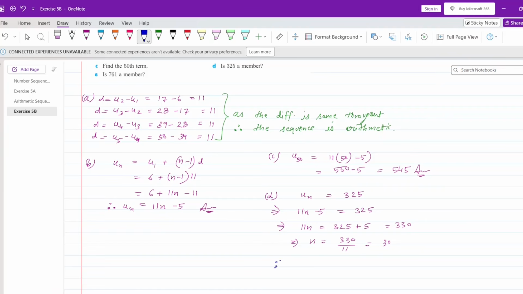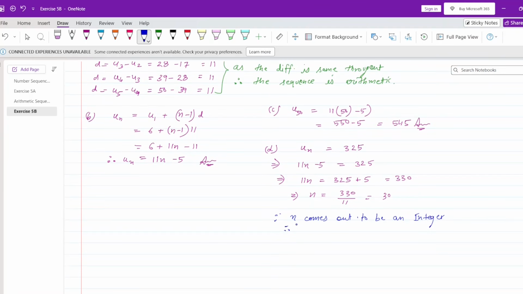Now we can say since n comes out to be an integer, therefore 325 is a member. Had this n not been an integer, had this n been a decimal number or a rational number, we would have easily known that 325 is not a member. So in this case, as n is an integer, 325 is a member of this sequence.